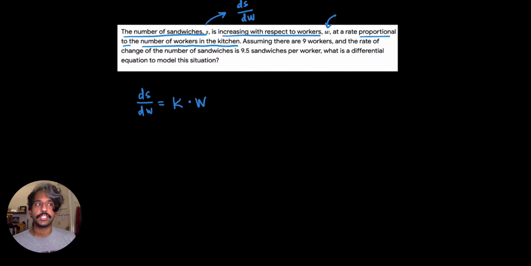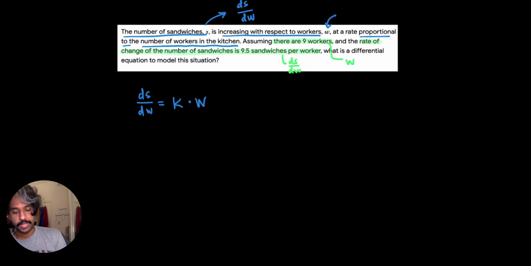Well, what we have to do next is consider, what is k? How could we figure that out? The next part of the question gives us that information. We see that when there are 9 workers, the rate of change of the sandwiches is 9.5 sandwiches per worker. That 9.5 represents our dS/dW, the rate of change of the number of sandwiches based on the number of workers, and then the number of workers gives us W.